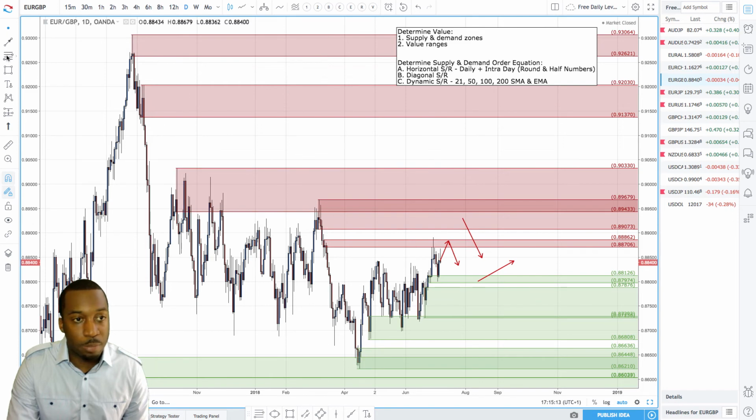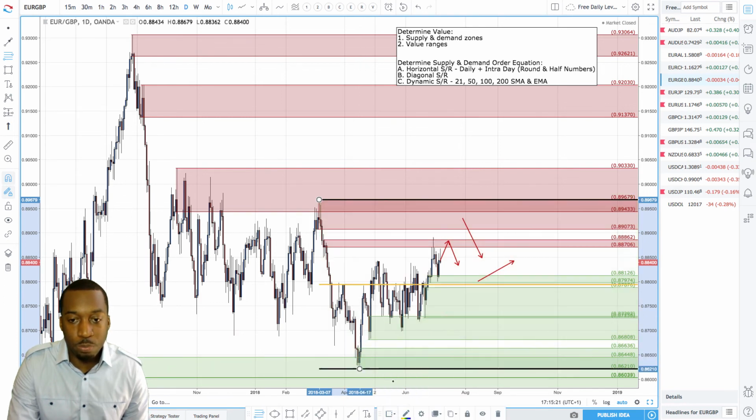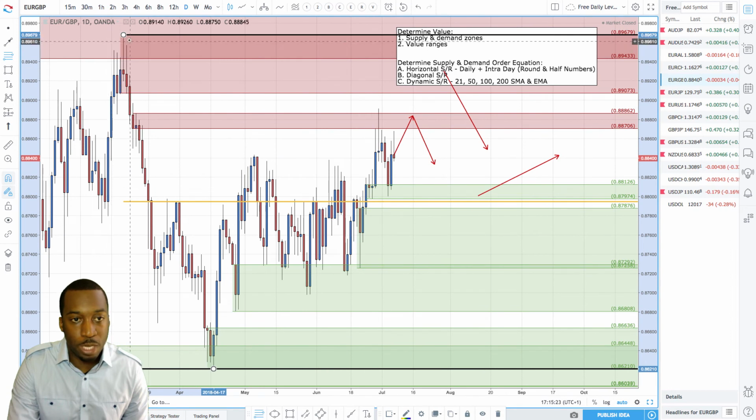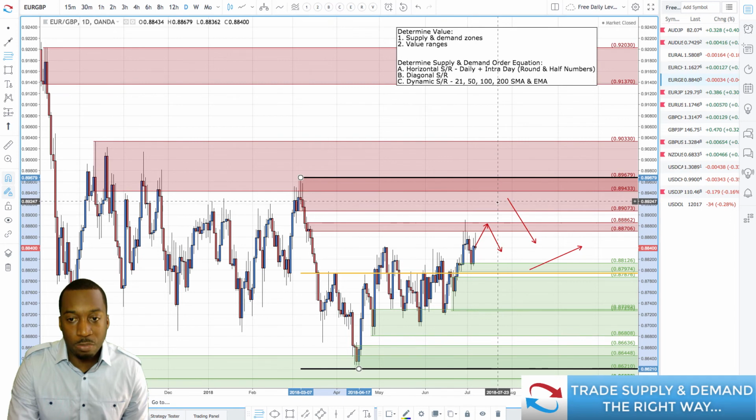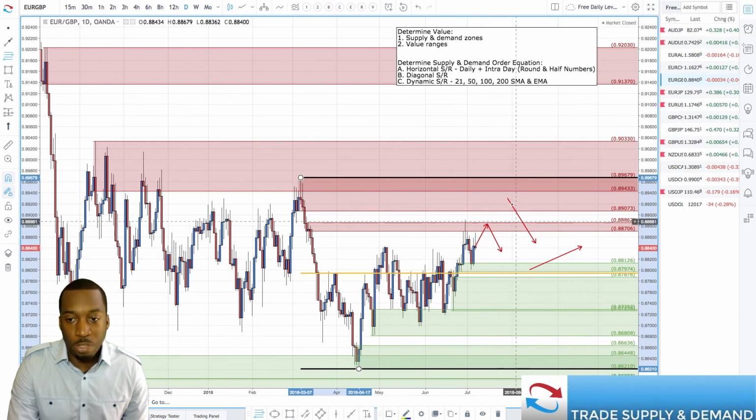Again, just dragging these value ranges to let you know and see the overall bigger picture, right? So price is contained between that high and that low, and now we're just chopping around. So at the moment, if you want to be a buyer of the pound, you're in an expensive area, buying it around the highs, right? If you want to be a buyer of the euro, then this would be above fair value, right?